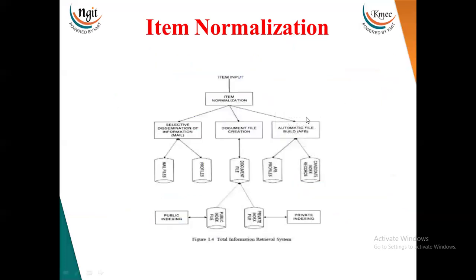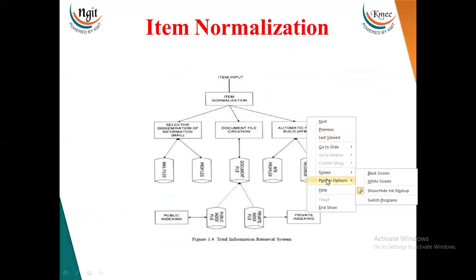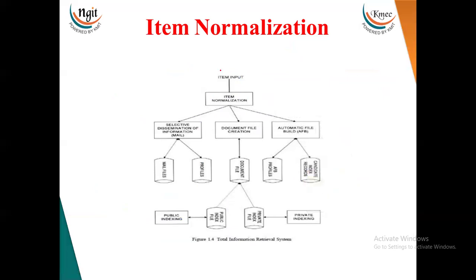So this is a complete diagram for item normalization. Let's see what this is. First you get the item input, then you go to the first step, item normalization. In that, again we have selective dissemination of information like mail, document file creation, and automatic file build. We will discuss this.